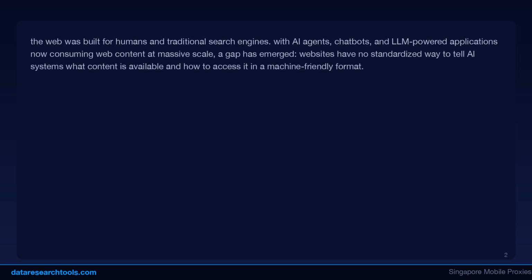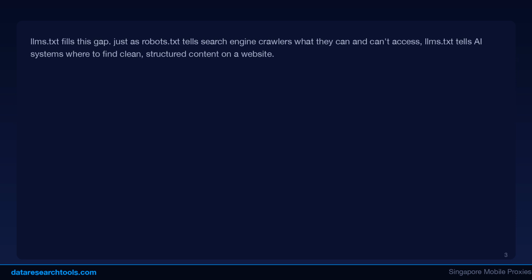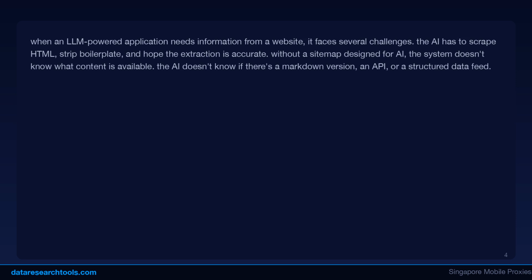When an LLM-powered application needs information from a website, it faces several challenges. The AI has to scrape HTML, strip boilerplate, and hope the extraction is accurate. Without a sitemap designed for AI, the system doesn't know what content is available. The AI doesn't know if there's a markdown version, an API, or a structured data feed. AI crawlers also download and process entire HTML pages when they only need the text content, and navigation menus, ads, and footers often get mixed into the extracted content.